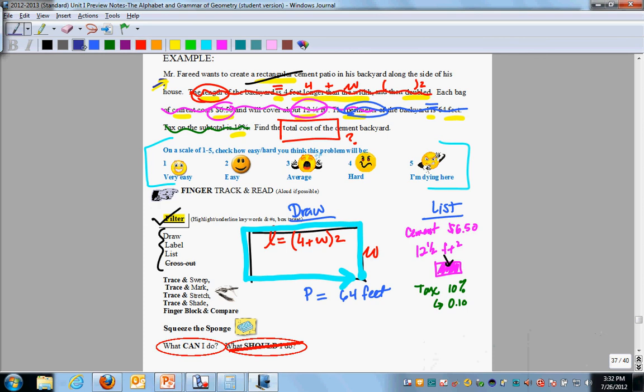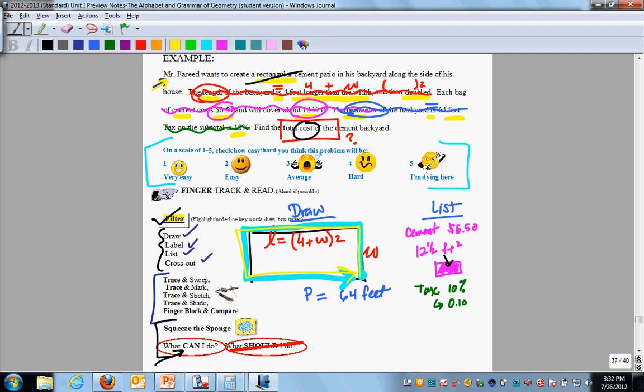All right, so we are done with draw, label, list, cross out. Now, we already did trace over the perimeter. If you haven't done so, do this one more time. That helps your brain register the concept of around. And now we're going to go through this process. Squeeze the sponge. Our goal is cost. So before you focus on just that word cost, look at the information you have and let's ask ourselves, what can we do? What can we write out?